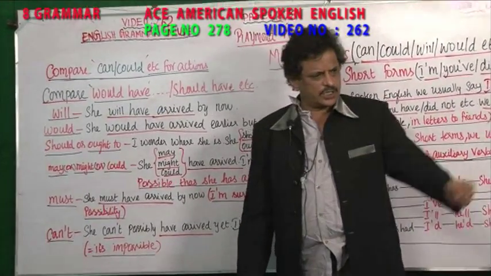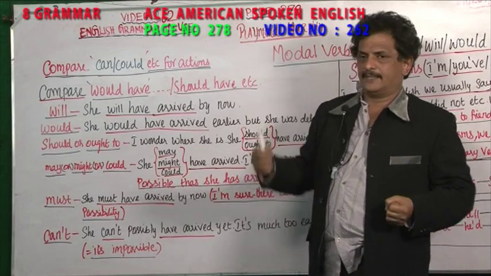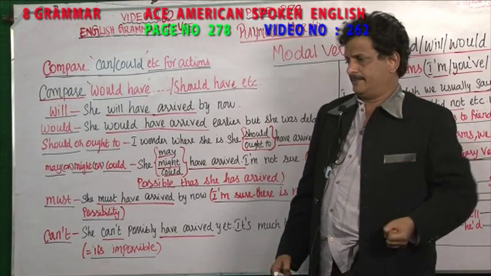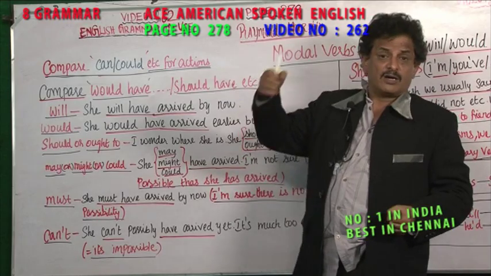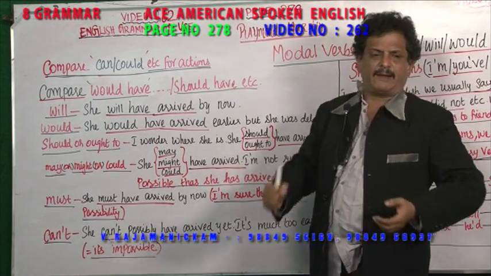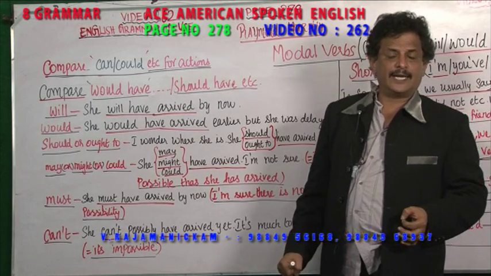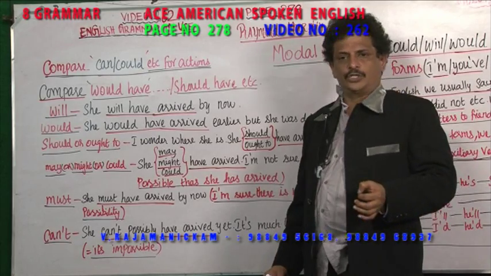Modal verbs are used for possibility, for probability, for capability, and to say certain things in a certain way. When you want to mention something as certain, there you are using modal verbs.